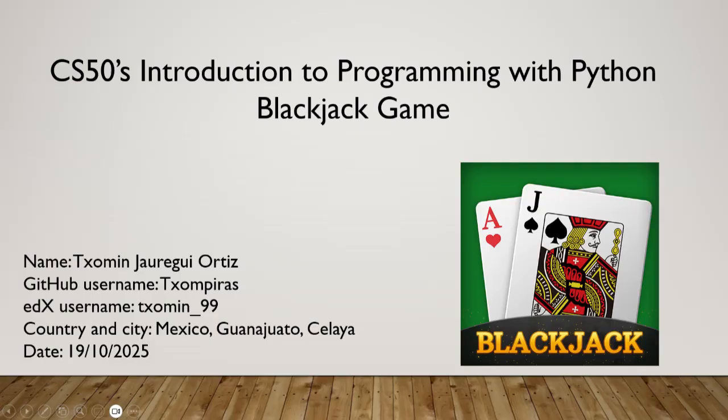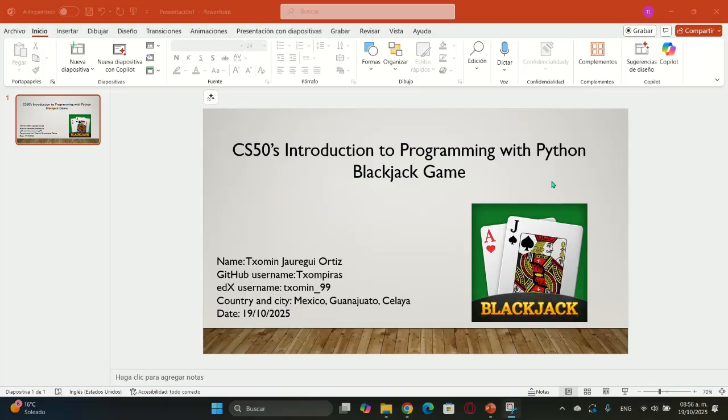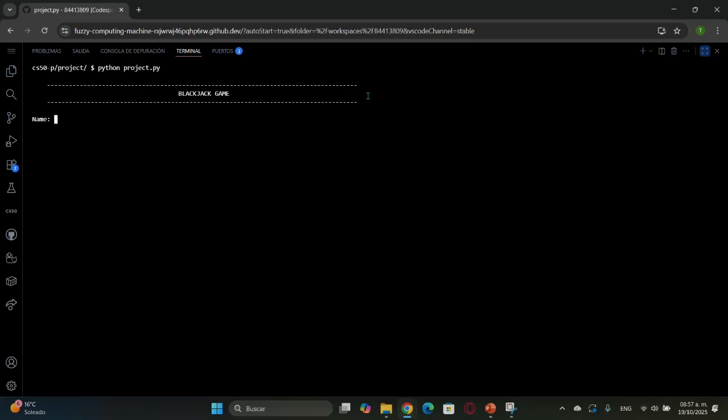This time I decided to implement it like a game. Now let's see how this works in terminal. So I open CS50 dev and I execute python project.py, which is the name of my project. And as you can see, a welcome message is printed on the screen with the title like a game, and it asks the user for the name.